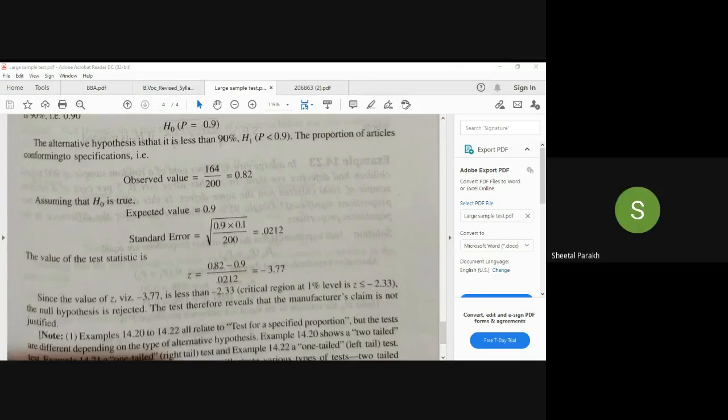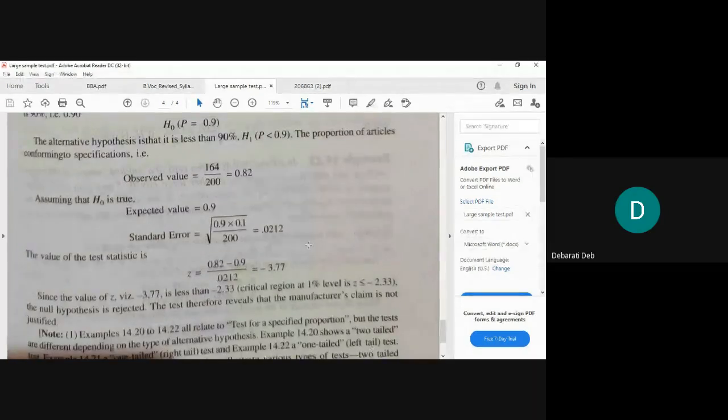Ma'am, it's correct. Okay. Very good. All right, so let us move ahead. Now as we have the value of observed, we have the expected value. Also, we have calculated standard error. So we can calculate the value of the test statistic. Next line you write: the value of the test statistic is.